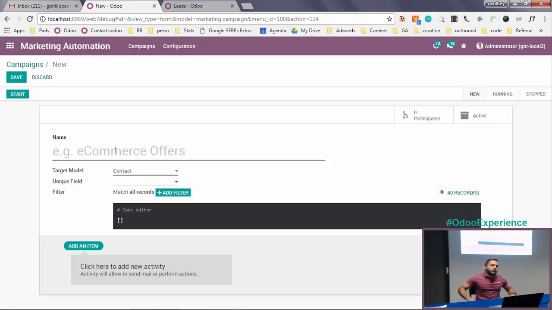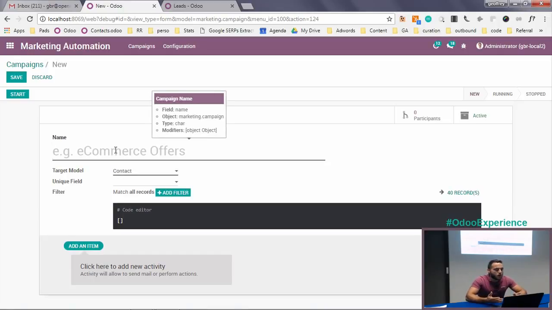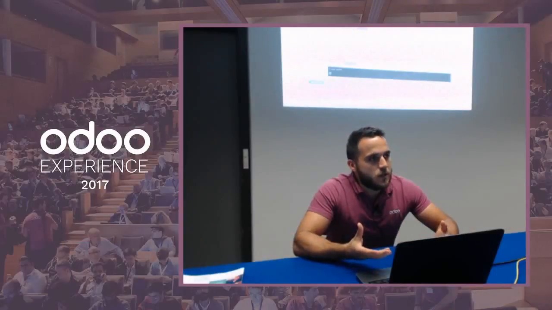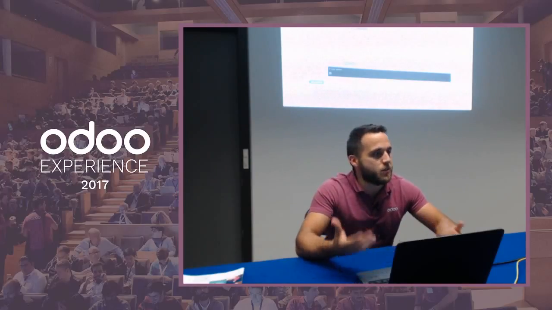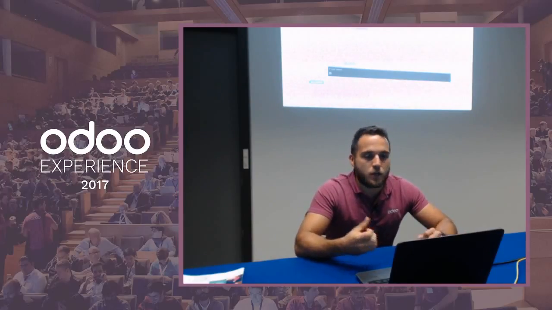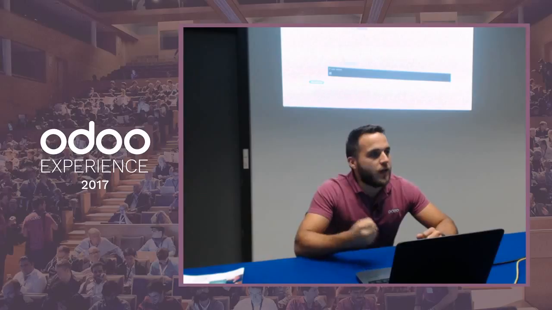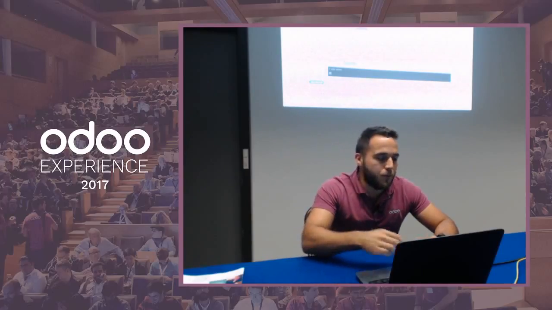So what I want to do here is create a classical lead nurturing campaign. I want every one of my new leads incoming into my system to be enrolled in an automatic campaign. Second, as soon as they've shown an interest in the email I've sent, so if they reply to the email, for example, I want to assign those leads automatically to my salespeople.